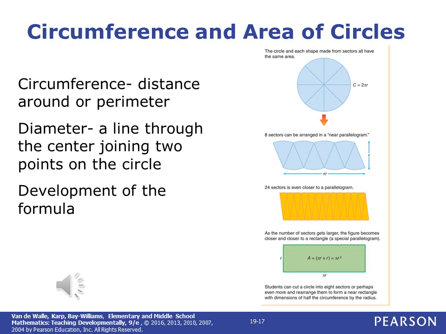squared. Now, they might say this isn't an exact parallelogram, and you could say, well, let's cut our wedges even smaller. And if they did so and made 24 wedges, just like the yellow figure there, they would get even closer to it.